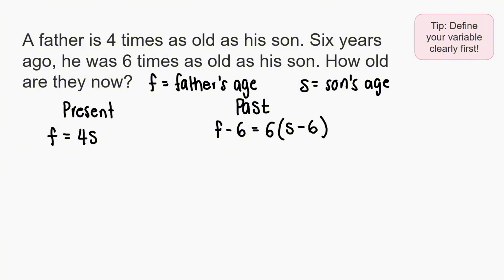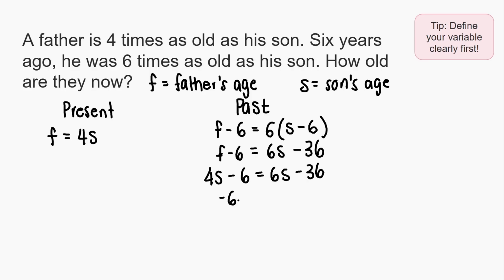What's important here is that you make sure that when you're subtracting 6 off the father, you also subtract 6 off the son. Now we should be able to solve. Let's simplify this first. F minus 6 equals 6S minus 36. And in this case, we know that F is equal to 4S, so we can plug that in. So we have 4S minus 6 equals 6S minus 36. We're going to move the 4S to the right over here so we have it positive. We can have negative 6 equals 2S minus 36.